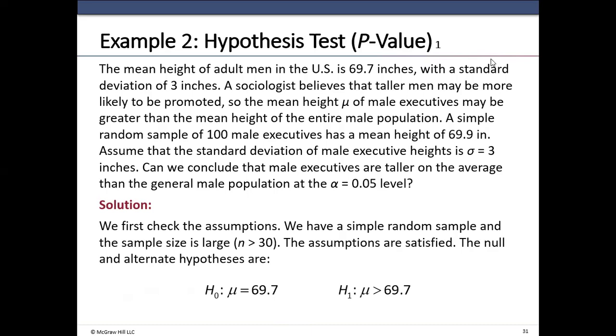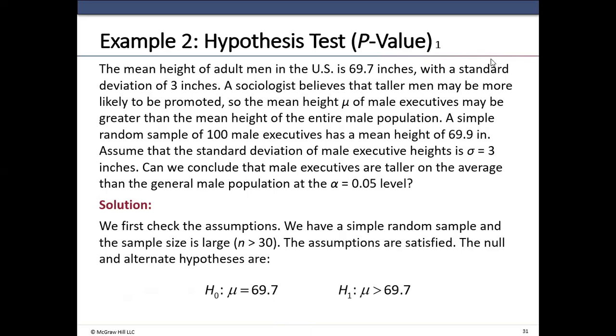Okay, so we have a simple random sample. Sample size n is 100, greater than 30. Assumptions are satisfied. Null hypothesis mu is 69.7. Alternate mu greater than 69.7. So this is a right tail test. So we go to stat, highlight test on the top row, then select z-test. Again, we select z-test because we know the population standard deviation.